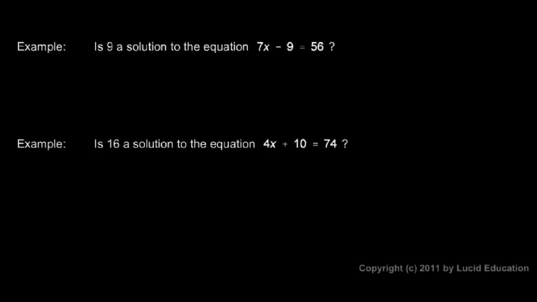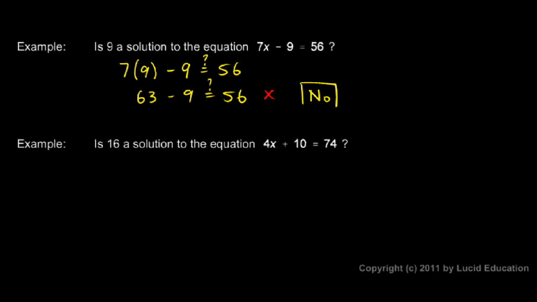Two more examples here. Is 9 a solution to the equation 7x minus 9 equals 56? Well, let's find out. 7 times 9 minus 9, is that equal to 56? Well, 7 times 9 is 63, so 63 minus 9, is that equal to 56? Well, 63 minus 9 is 54, so 54 is not equal to 56, so the answer is no. The number 9 is not a solution to this equation.